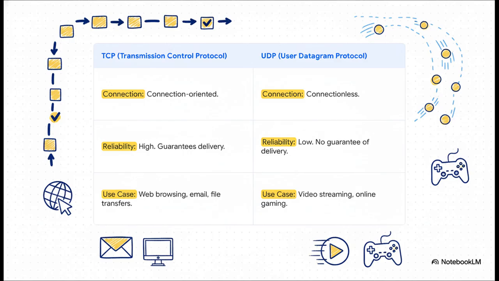UDP is the fast one. It's fire and forget. It just sends the data and hopes for the best. This is great for things like video streaming or online gaming, where speed is more important than perfect accuracy.